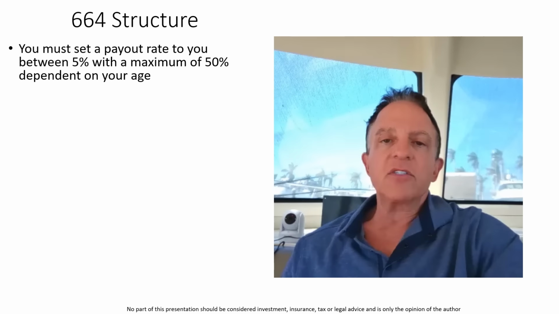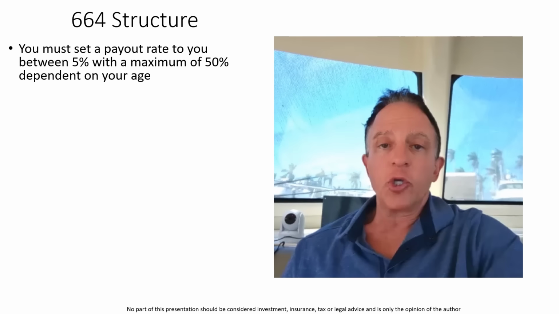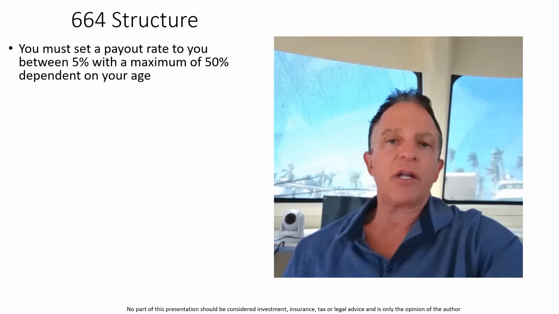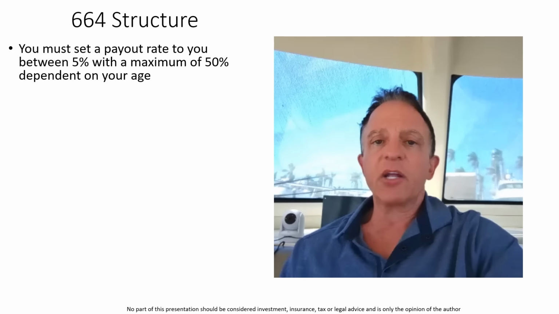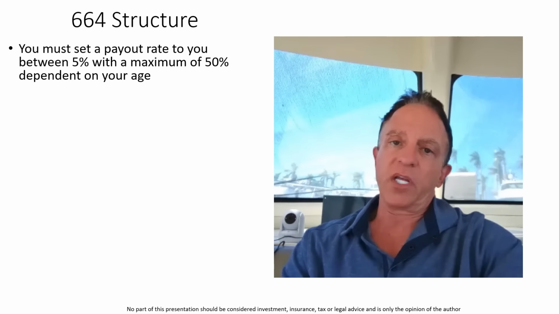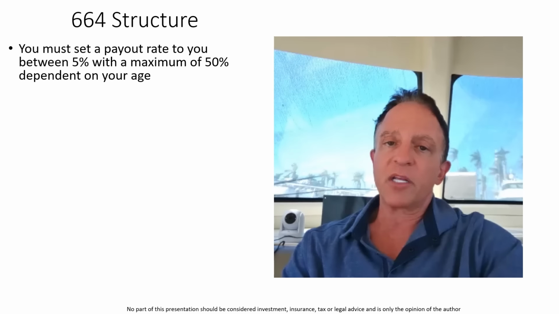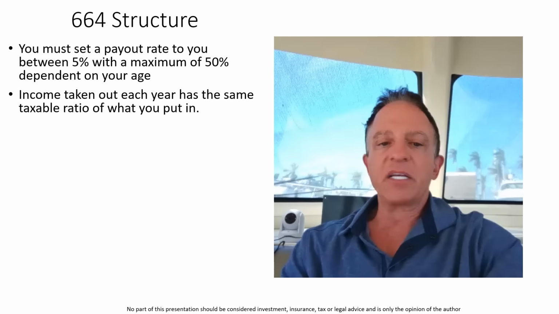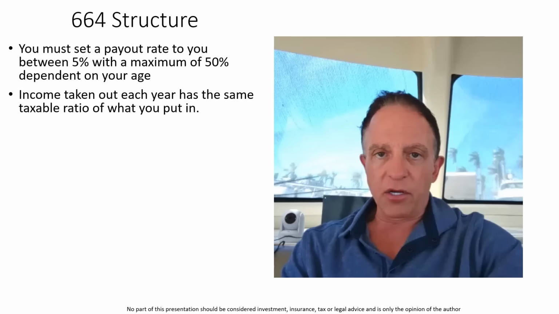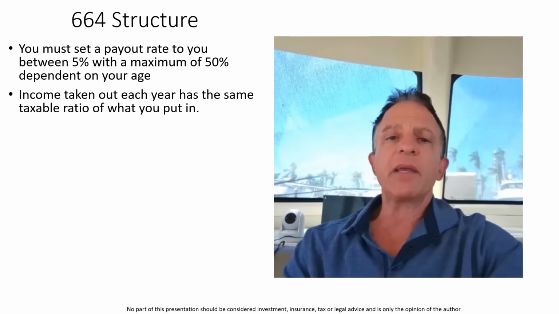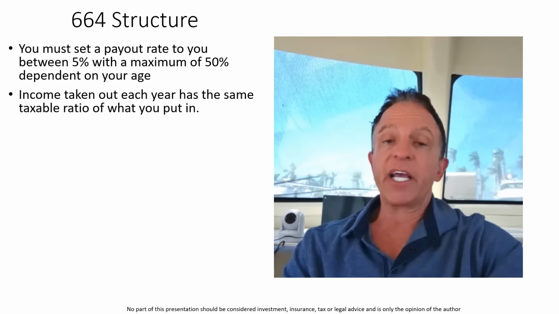So again, this is why it really takes somebody to interact human to human with you. That cannot be done by a computer program, a calculator, or AI. They have to really understand what your objectives are, and then they can come up with different options in the calculations. So bottom line is you've got to come up with some percentage. Minimum of 5, it can go up to 50 depending upon your age. Income has to be taken out the same every year, whatever that percentage is, and it's taxed at the same ratio as what you put in.